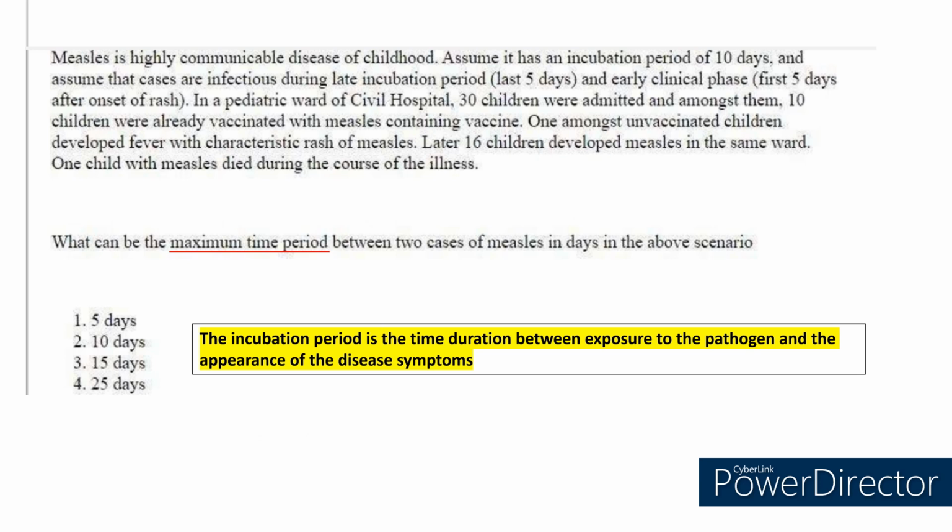Now coming to the second question: what can be the maximum time period between two cases of measles in days in the above scenario? Identify the key variable. In this case, they are asking us to find out the maximum time period between two cases. This information we will get from the first two lines, where they are talking about the incubation period and the infectious period.